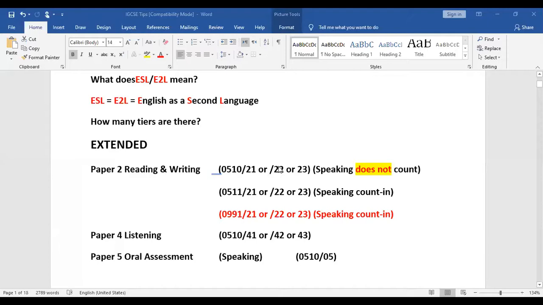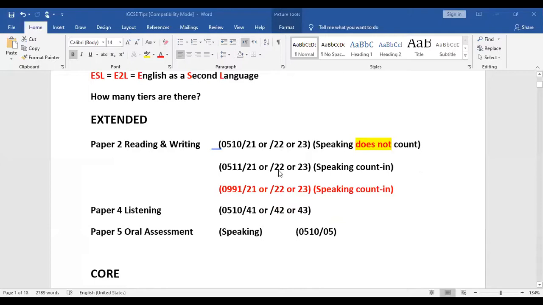Okay. Any questions? Mister, but before, they told us in school that the extended is only for paper two and paper four. Are you talking about Egypt or somewhere else? No, in the UAE. Okay, maybe this is a different case. Generally speaking, when you speak of IGCSE, there are three components: paper two, paper four, and paper five. They might mean what I'm going to say right now, just wait.